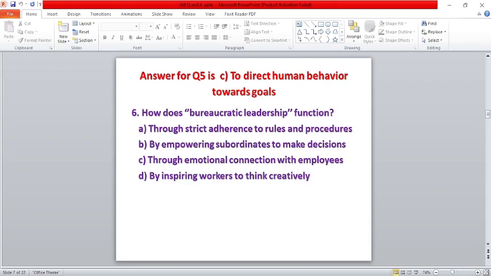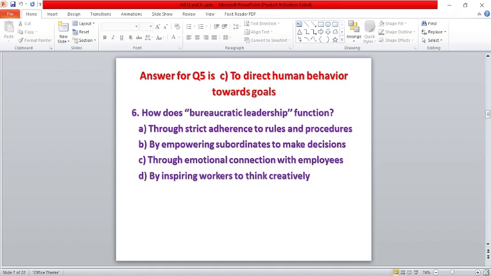Question number 6. How does bureaucratic leadership function? A. Through strict adherence to rules and procedures. B. By empowering subordinates to make decisions. C. Through emotional connection with employees. D. By inspiring workers to think creatively. The answer for this question is A. Through strict adherence to rules and procedures.